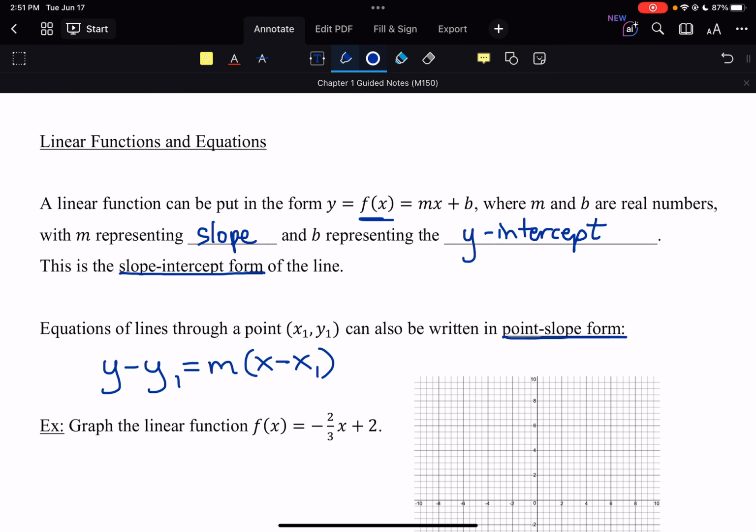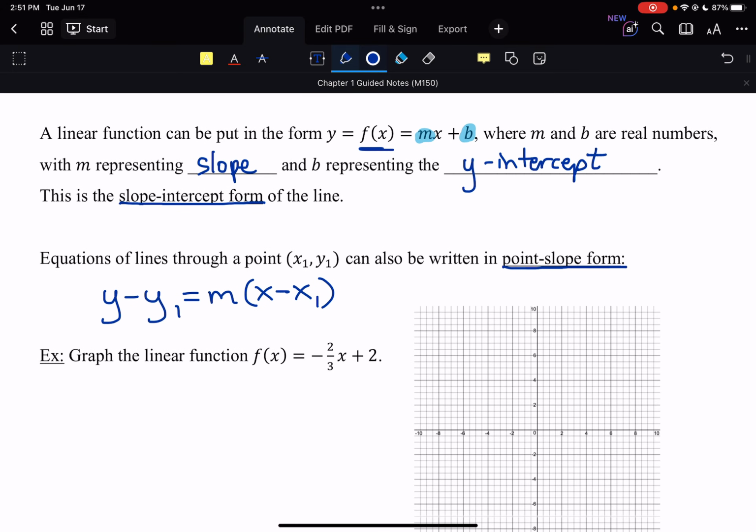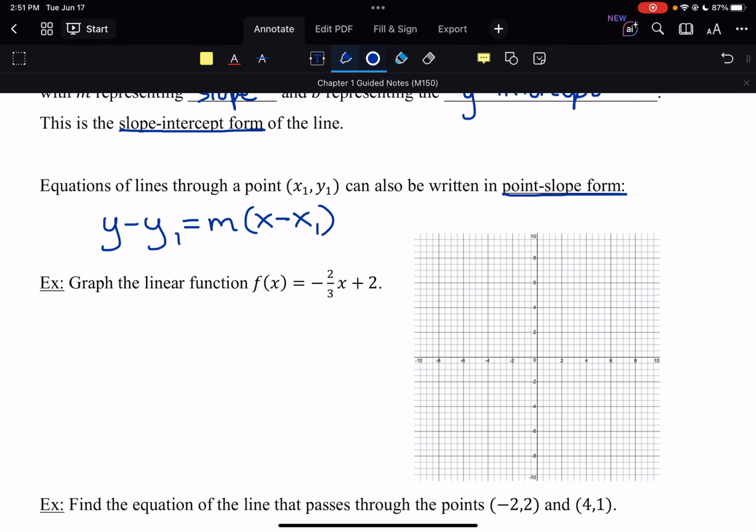But slope-intercept form is nice because we already know what m and b represent. So we don't have to plot points one by one. We can use what we know about slope and y-intercept. So, for example, graph the linear function f of x is negative 2/3 x plus 2. So we know that this is slope-intercept form. So this 2 is going to be the y-intercept. And then the slope is negative 2/3.